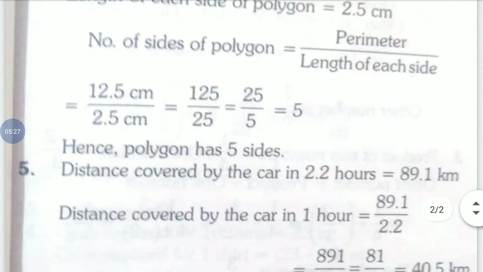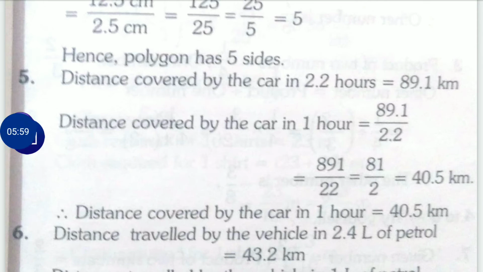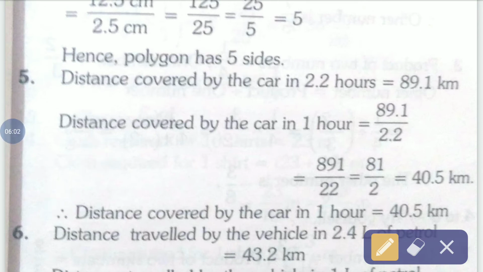The next word problem is: a car covers a distance of 89.1 km in 2.2 hours. What is the average distance covered by it in 1 hour? Here we have to find the average, meaning how much distance it will cover in 1 hour. Definitely we have to do the division. The distance covered by the car in 2.2 hours is 89.1 kilometer, and we have to find it for 1 hour, so you will do the division.